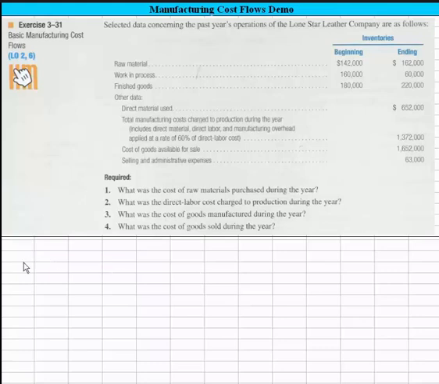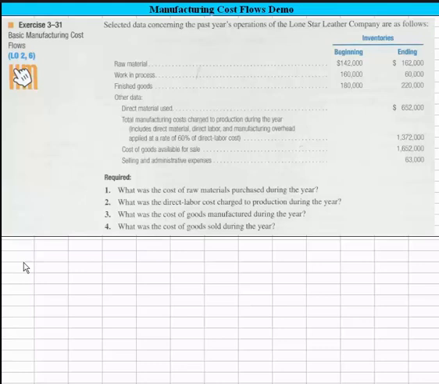Hello everyone. Let's take a look at exercise 331, which deals with basic manufacturing cost flows. Now we're concerning ourselves with the Lone Star Leather Company, and we have some information regarding inventory cost at the beginning and end of the period, broken out by raw materials, work in process, and finished goods. And we have some other costs as well.